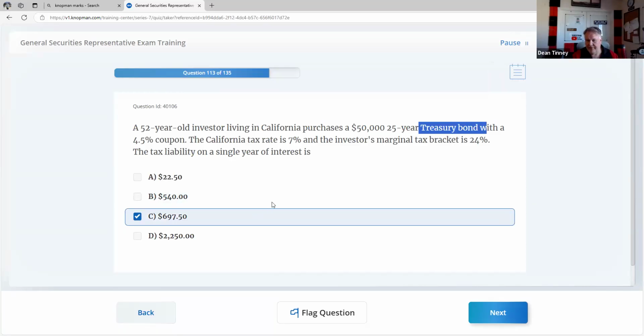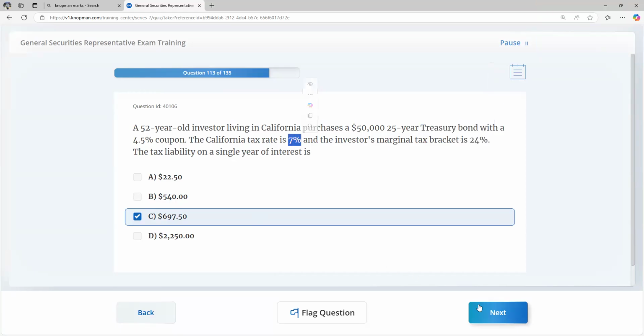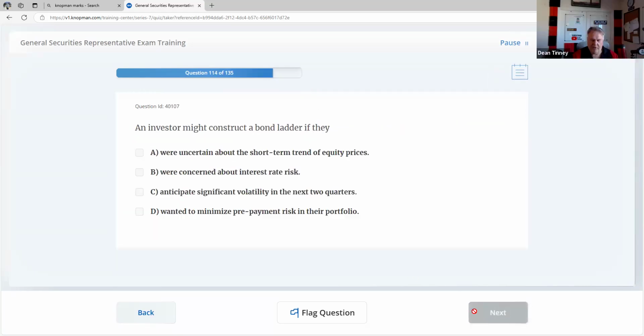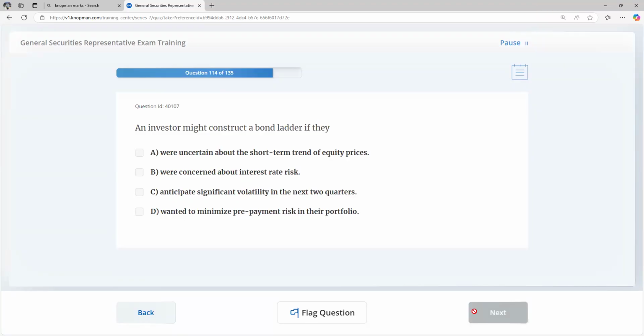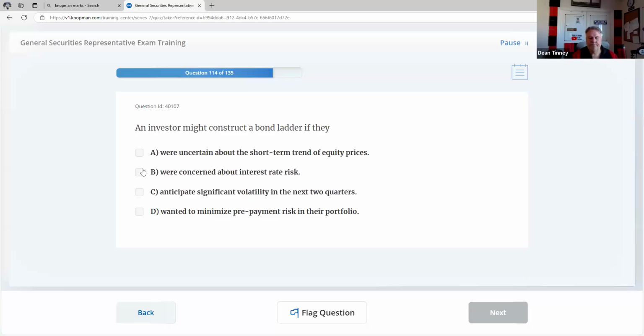Treasury bonds are taxed at the federal level, but they're not taxed at the state level. An investor might construct a bond ladder if they're worried about interest rate risk, right? Yeah, exactly. That's the most conservative bond strategy, right?